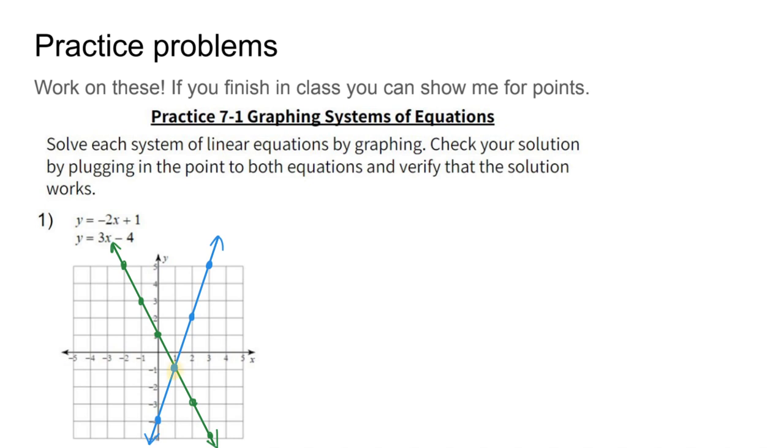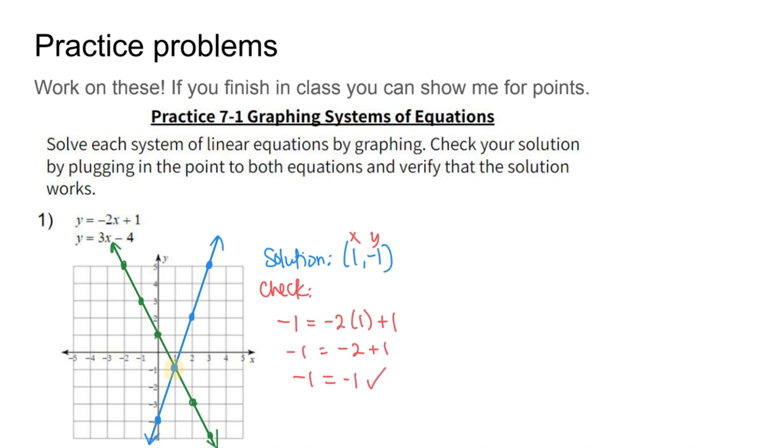Then I see my point of intersection here, so my solution is going to be 1, negative 1. It also says to check our solution, so I'm going to plug them into both. Remember, I'm going to plug this in for x and this in for y. So it's going to be negative 1 equals negative 2 times 1 plus 1. Negative 2 plus 1 is negative 1, and negative 1 equals negative 1.